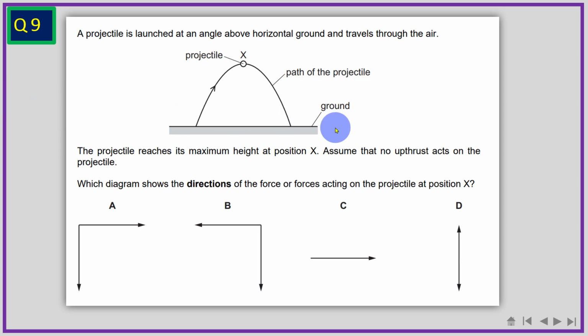Question number 9 is on projectile motion. What do we have? A projectile is launched at an angle above the horizontal ground and travels through the air. This is just like the question we have done in horizontal projection. At any one point, we are supposed to resolve that velocity. At the beginning, we resolve the velocity horizontally so that we get the horizontal component of that velocity. And that horizontal component will remain constant throughout.